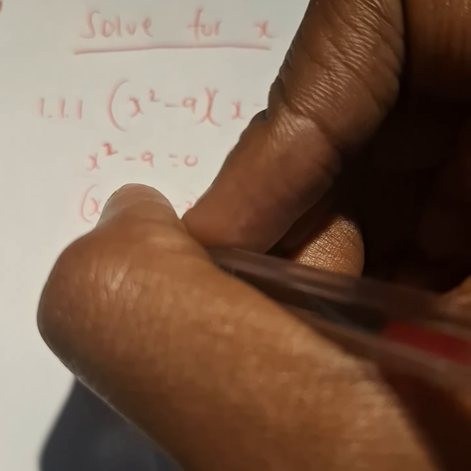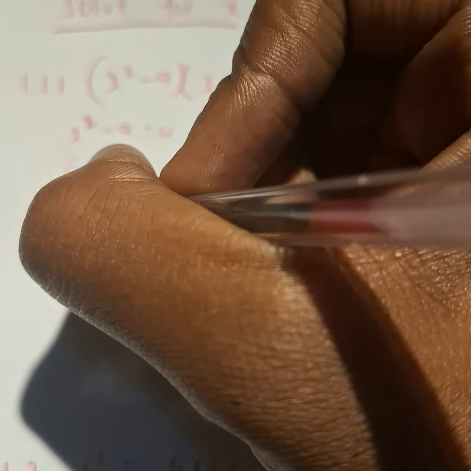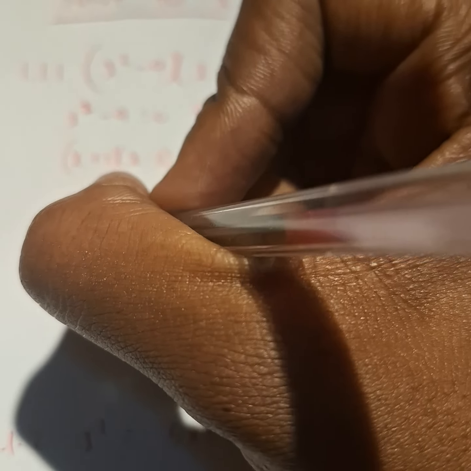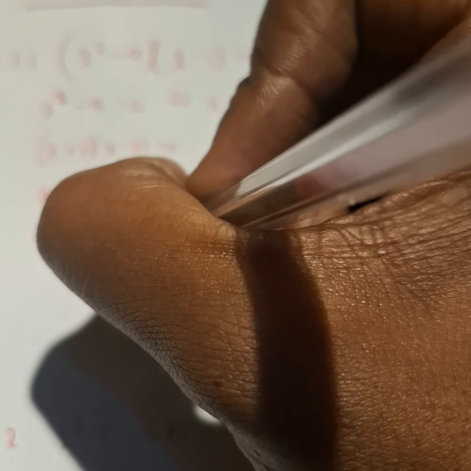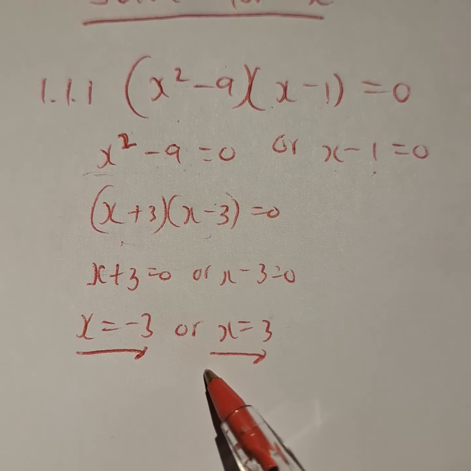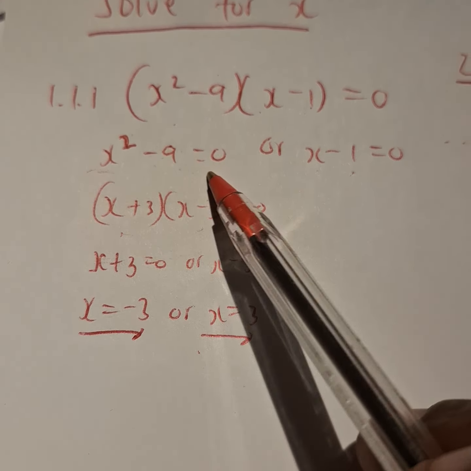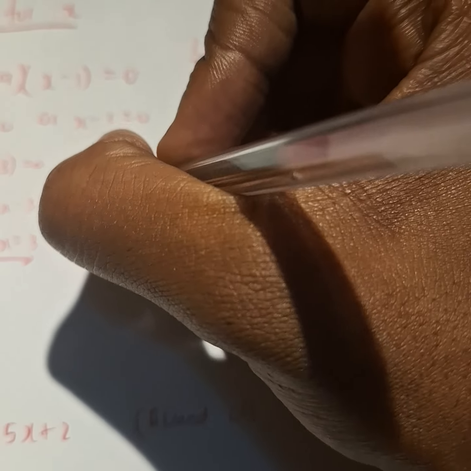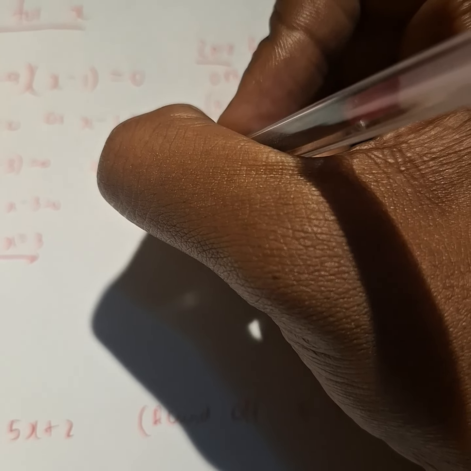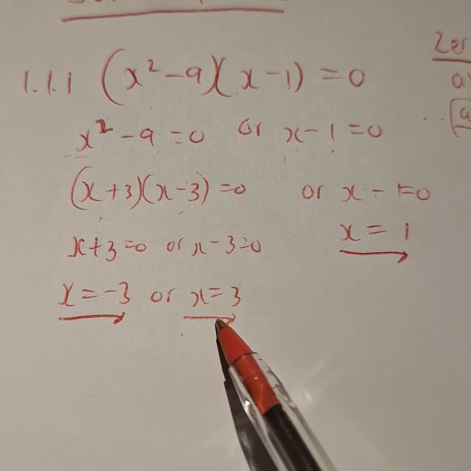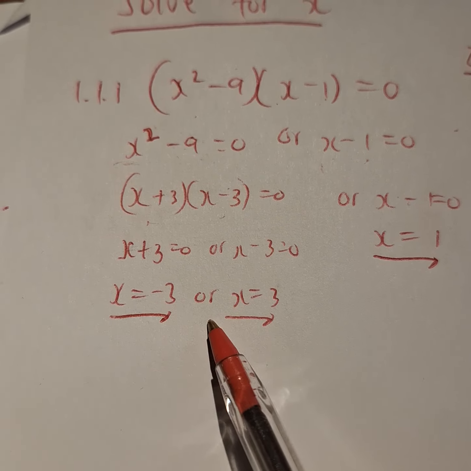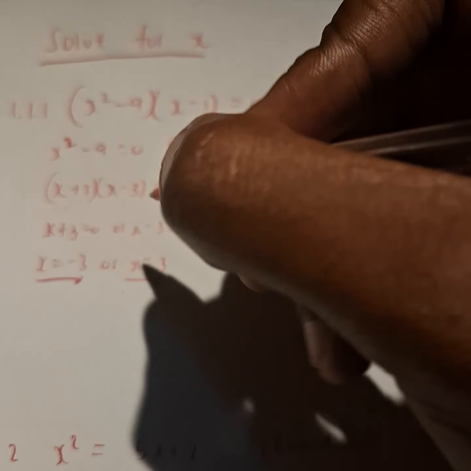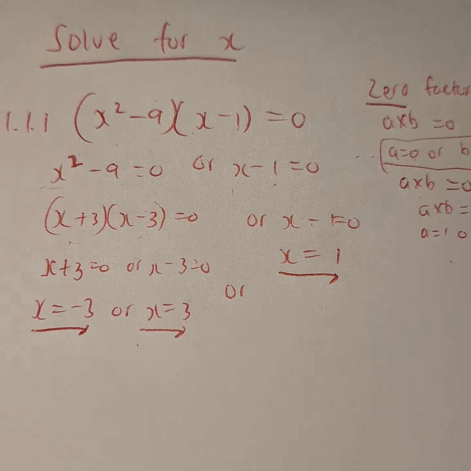Okay, so x plus 3 into x minus 3, then apply the zero factor law. X plus 3 is equal to 0 or x minus 3 is equal to 0, which means x is equal to negative 3 or x is equal to 3. That is a solution that we get from x squared minus 9 is equal to 0. Then for x minus 1 is equal to 0, we just transpose the negative 1, it's x is equal to 1. So our answers are x is equal to minus 3 or x is equal to 3 or x is equal to 1, and they are all fine and correct.